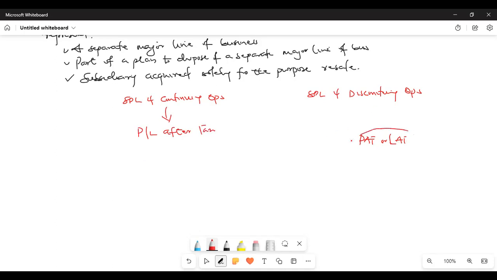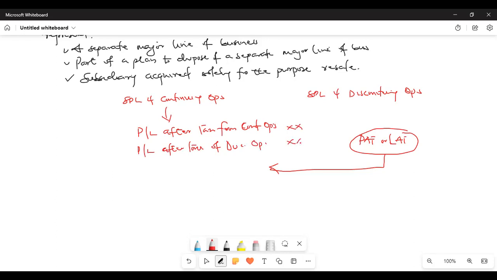Then whatever you get here has to be presented as a one-line item in the P&L. You present it as just one line item. So after you've gotten your profit or loss after tax from continuing operations, you will now add this side: profit or loss after tax of discontinuing operations. So you have those two figures, and this one is called the overall profit. All right, so that is what you are supposed to understand.